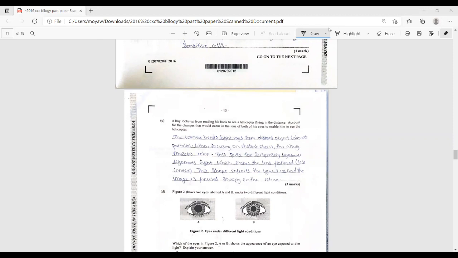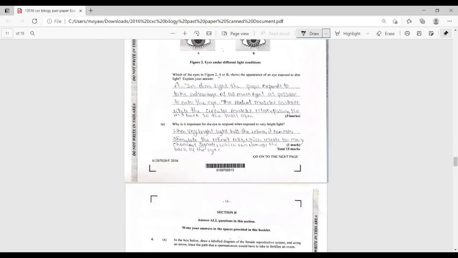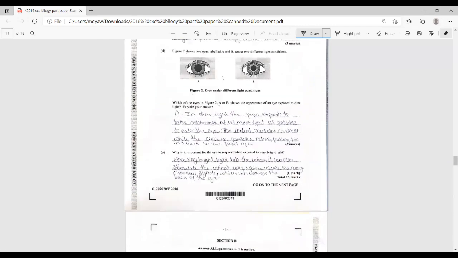So D, figure 2 shows two eyes labeled A and B under two different light conditions. Which of the eyes in figure 2, A or B, shows the appearance of an eye exposed to dim light? Explain your answer. A would show the appearance of the eye exposed to dim light. In dim light, the pupil expands to take advantage of as much light as possible entering the eye. The radial muscle contracts while the ciliary muscle relaxes, pulling the iris back so the pupil opens.